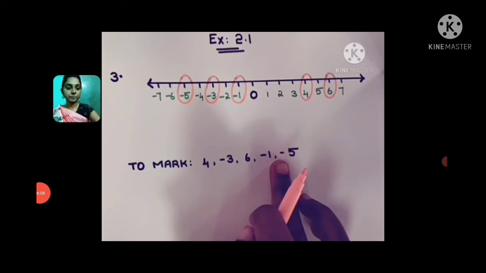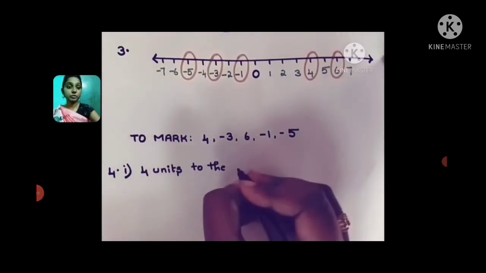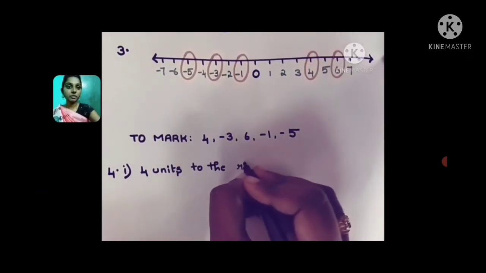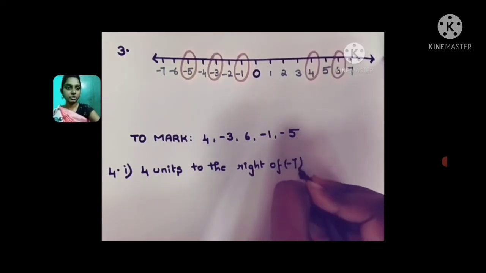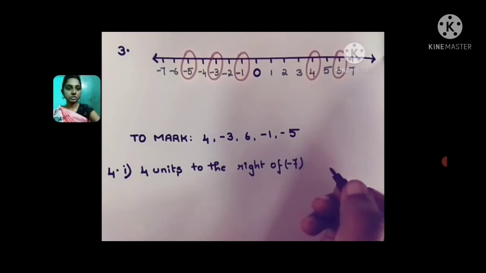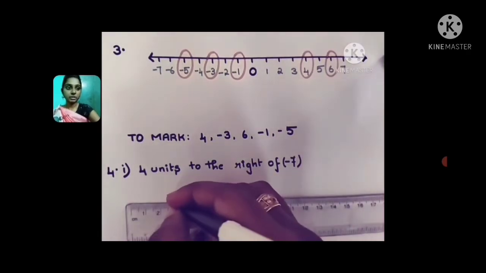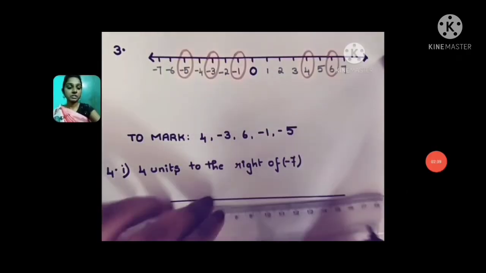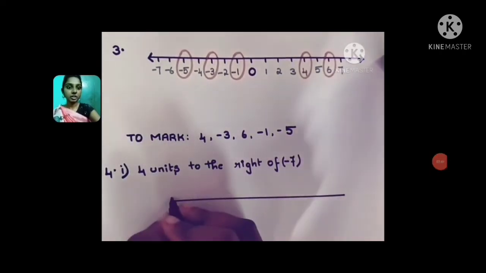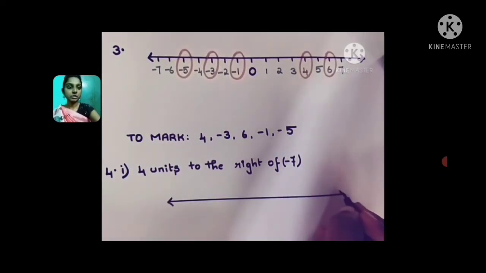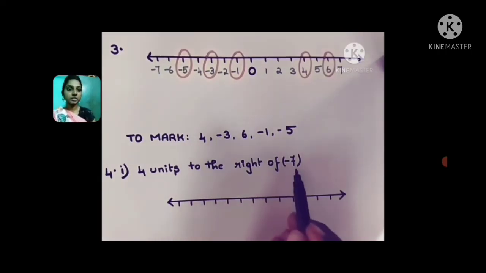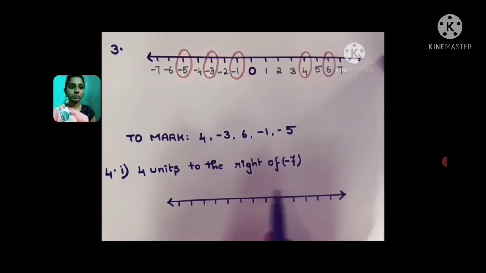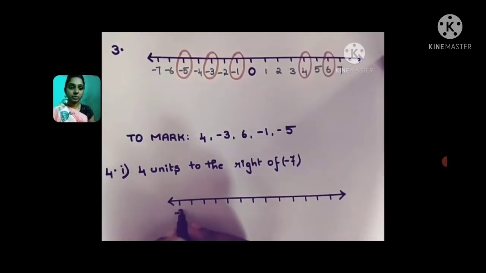Now let us move on to the fourth question's first subdivision. We need to find the integer which is present 4 units to the right of -7. As we are asked to find the integer to the right hand side of the given integer, let us mark the given integer at the left extreme of the number line. That is, let us mark -7 at the left end of the number line.